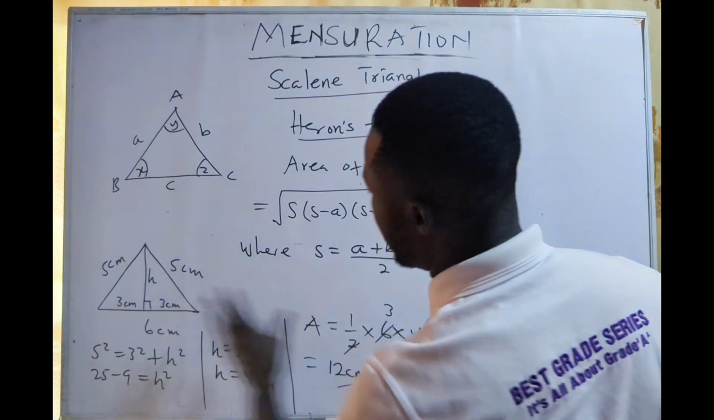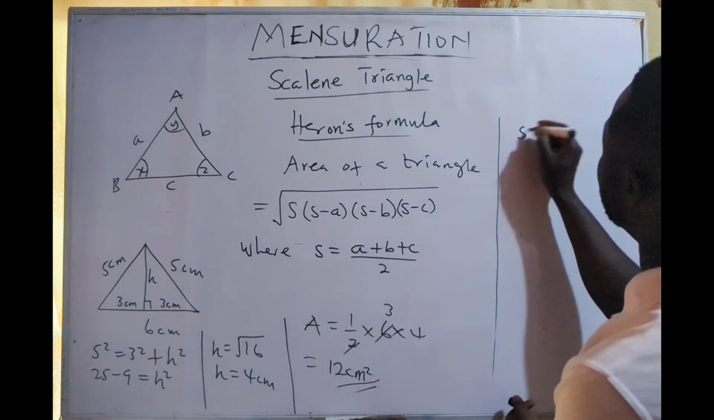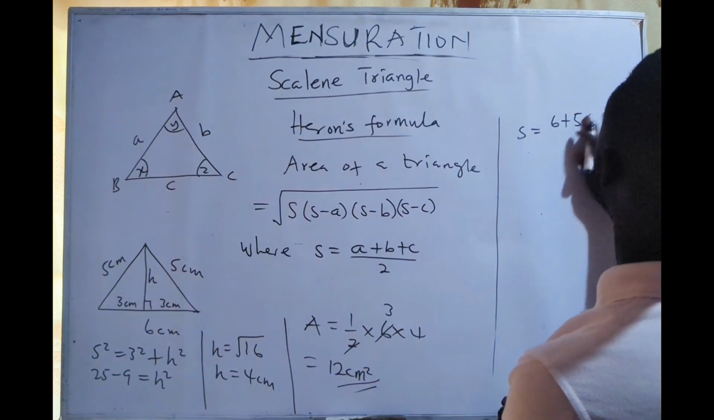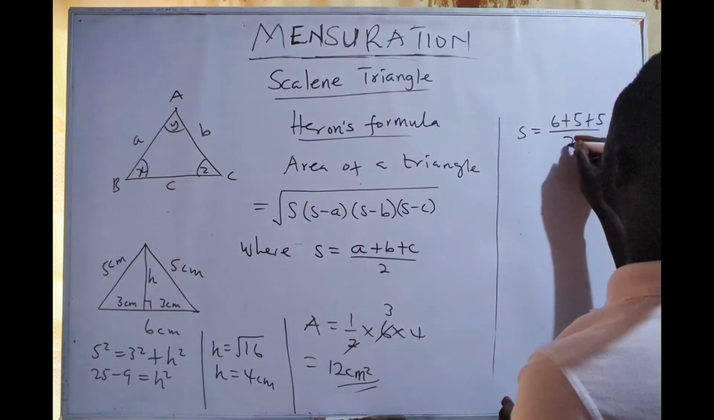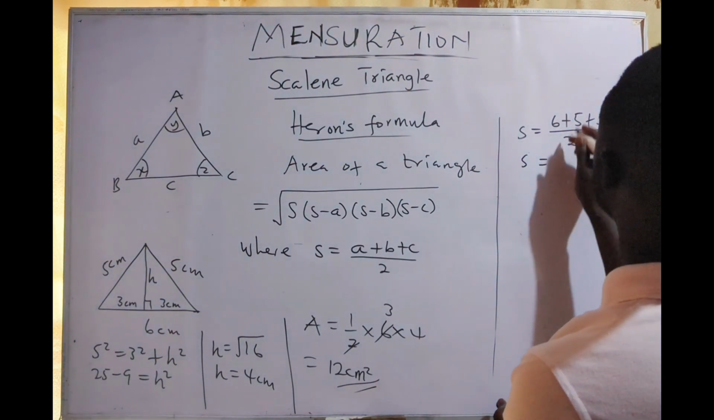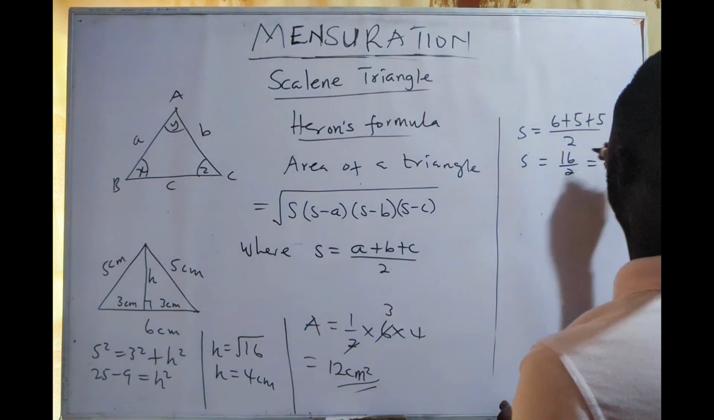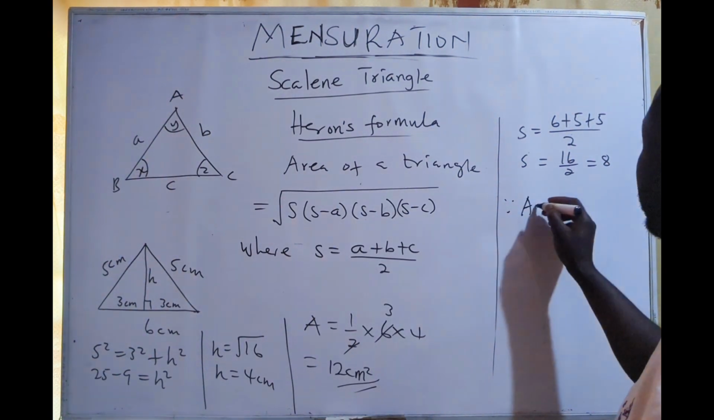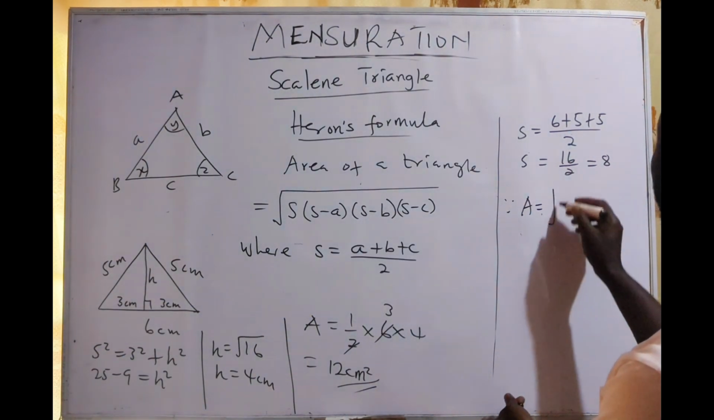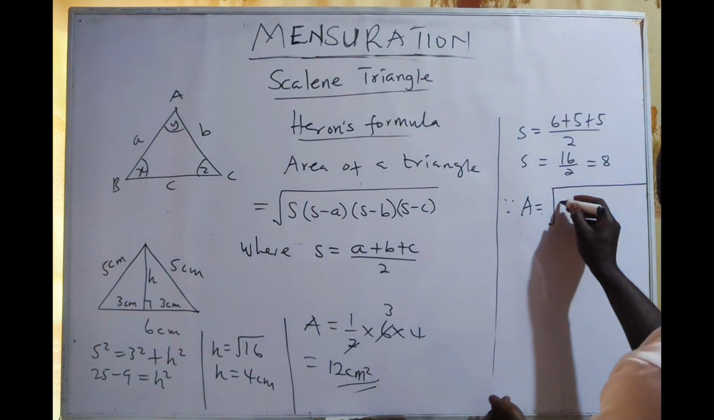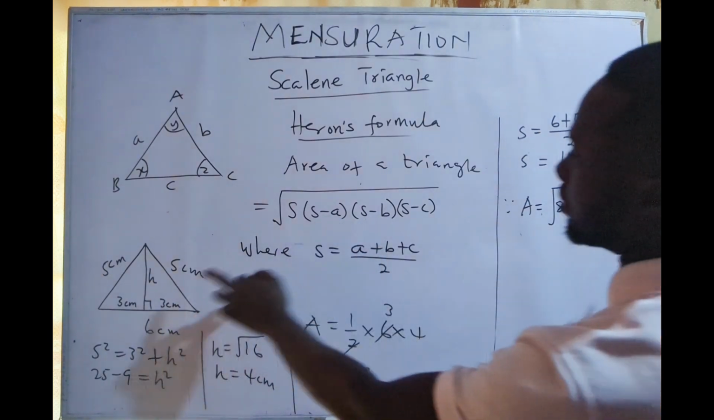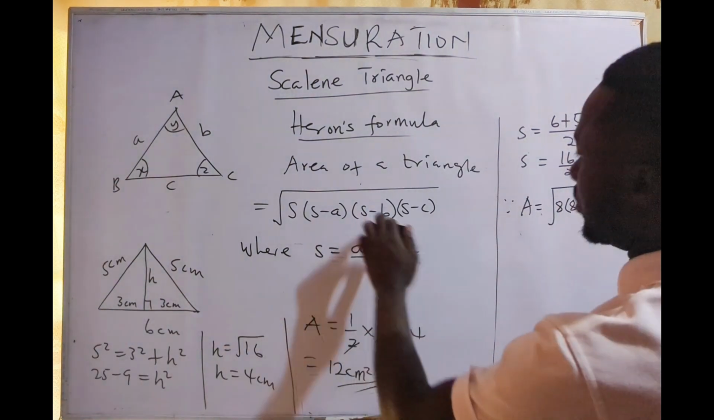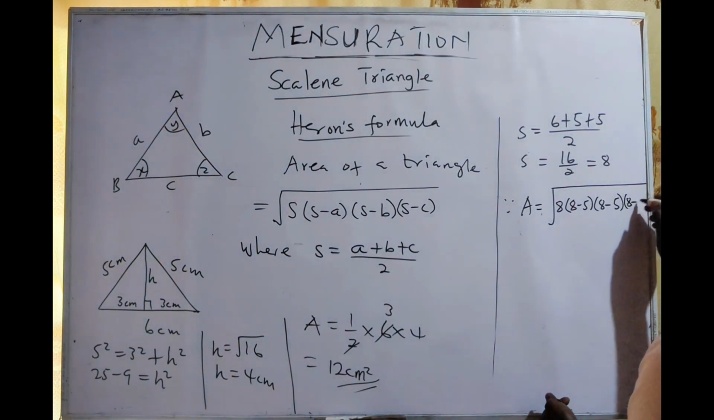So if I'm taking this, what is my s? My s is going to be 6 plus 5 plus 5, all divided by 2. So my s is going to be 16 on 2, and that will give me 8. So my s is 8. Therefore the area, I'll do my substitution into the formula: square root of 8 into bracket 8 minus a, so 8 minus 5, 8 minus b, another 8 minus 5, and then 8 minus 6.